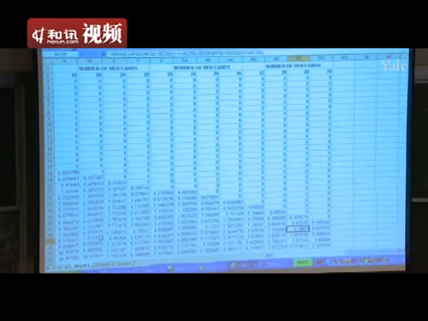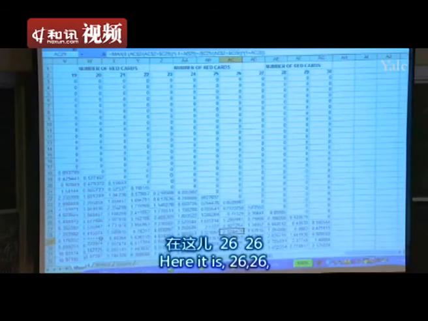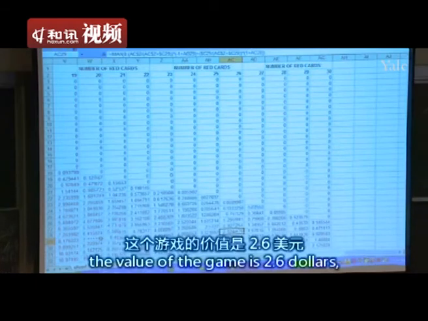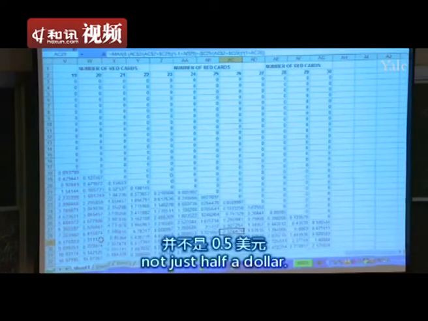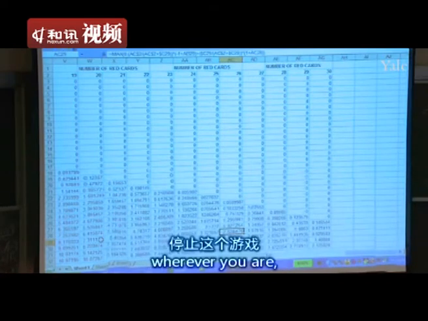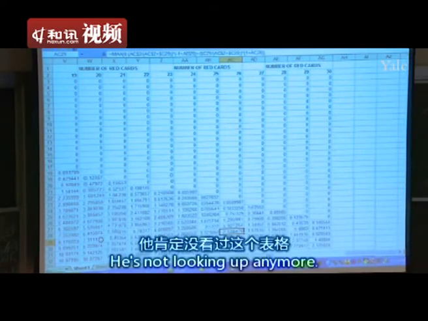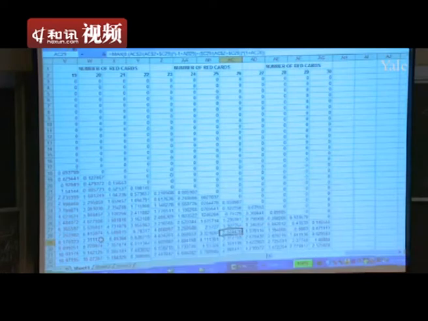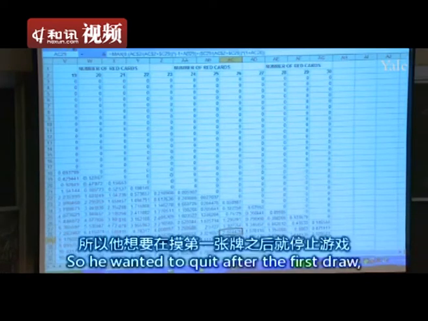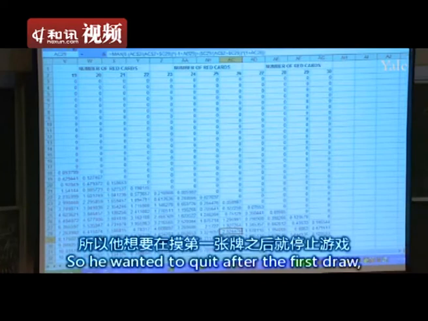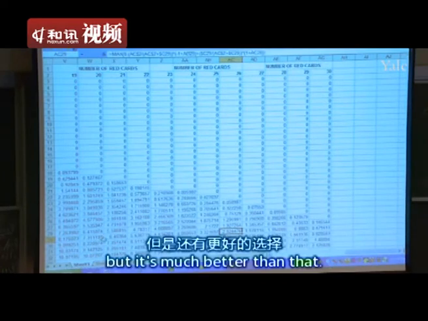Sorry. Where am I going? It's not the right answer. Okay, here it is, 26.26. The value of the game is $2.6, not just half $1. You wanted to quit, wherever you are, at half $1. It's not looking up anymore. So you wanted to quit after the first draw, okay? But it's much better than that.